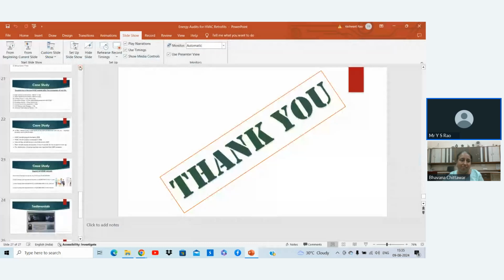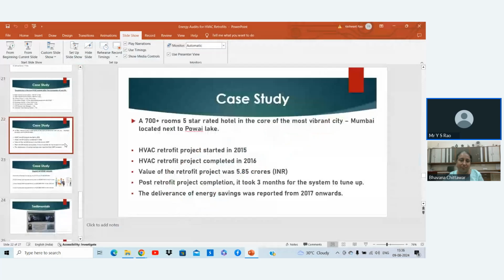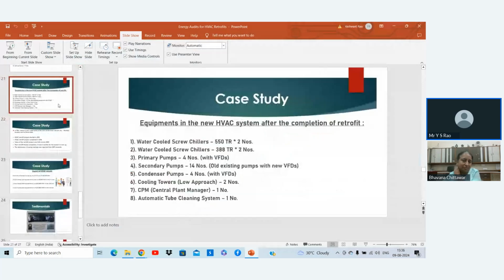The first ECM was replacement of all the existing chillers with 2 water-cooled screw chillers of 550 TR each, right? And out of the 4 water-cooled screw chillers of 380 TR capacity, 2 were retained as a backup, in case this 550 TR chiller fails during the operation, then they will come into role. So that was the basic proposed ECM.